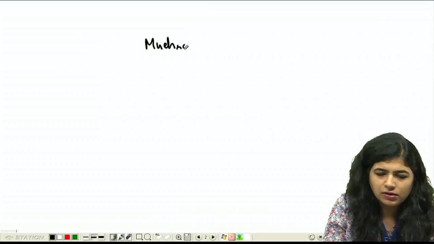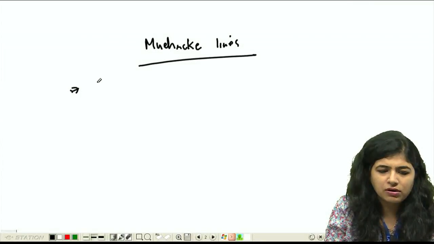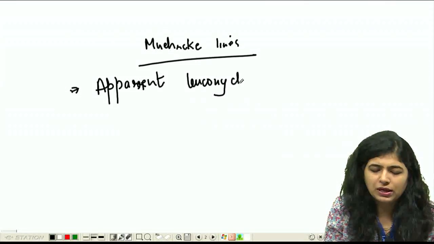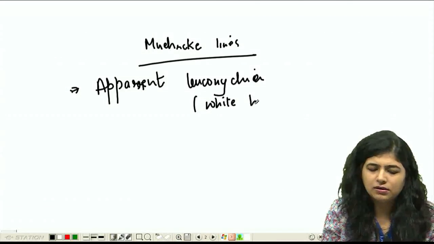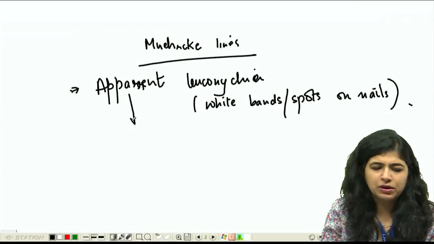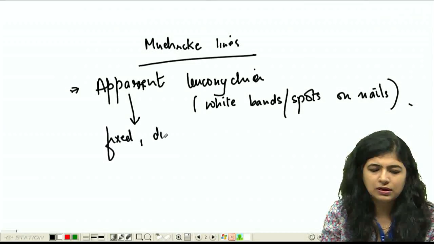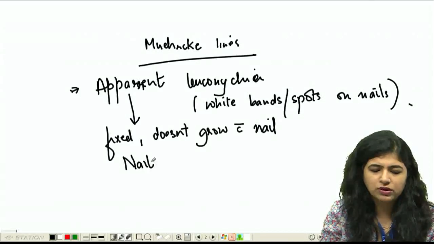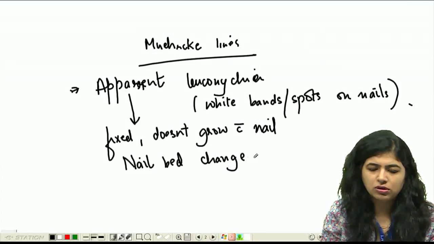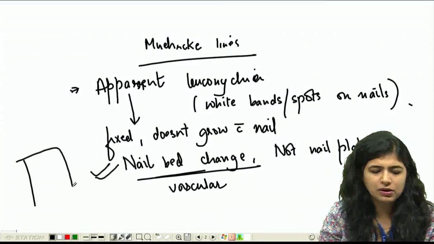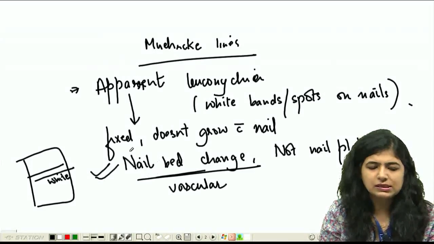So what are these lines? These lines are a form of apparent leukonychia. What is leukonychia? Leukonychia is white bands or spots on nails. Now, what does apparent leukonychia mean? It is fixed, it doesn't grow with the nail. Why? Because this is a defect of the nail bed, not the nail plate. So this is due to some vascular changes in the nail bed, due to which your nail appears white. This is called your Mürke's lines.